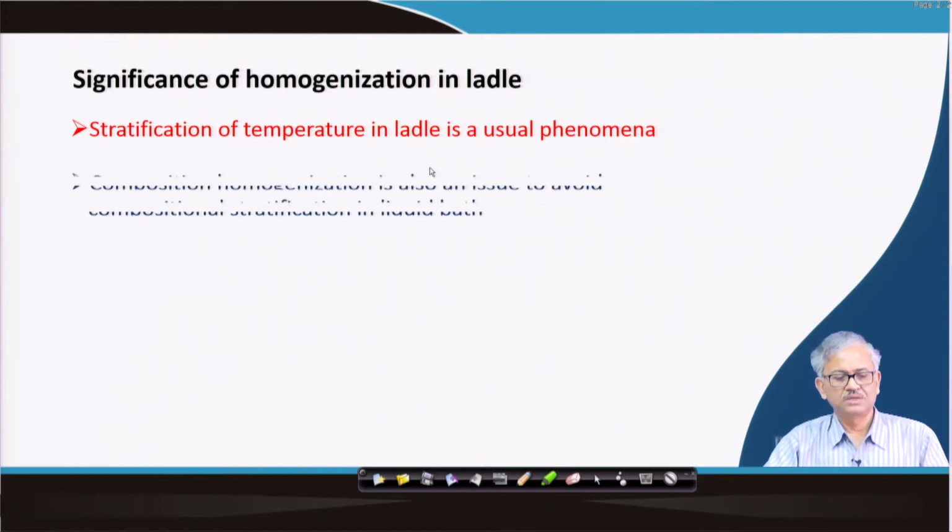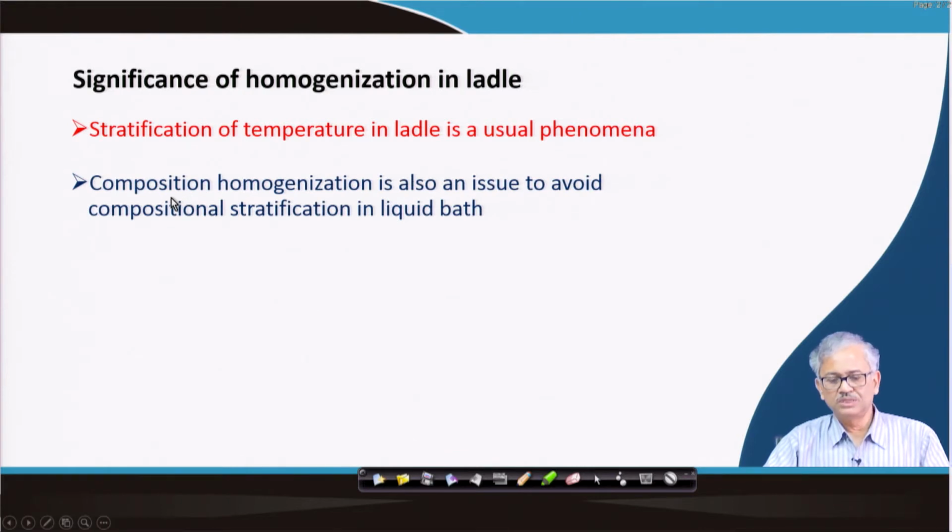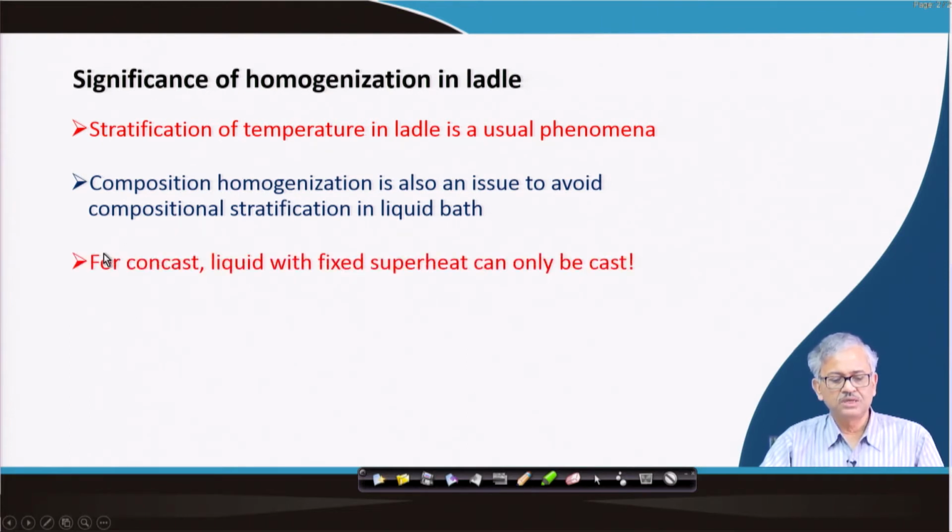Also, compositional homogenization is an issue, to avoid compositional stratification in the liquid bath. Compositional homogenization means if you make some addition, an alloy addition or anything, it has to be mixed within the bath for a uniform composition. If you don't mix it properly, there can be a compositional stratification also. So thermal stratification and compositional stratification are the things that take place in the ladle.